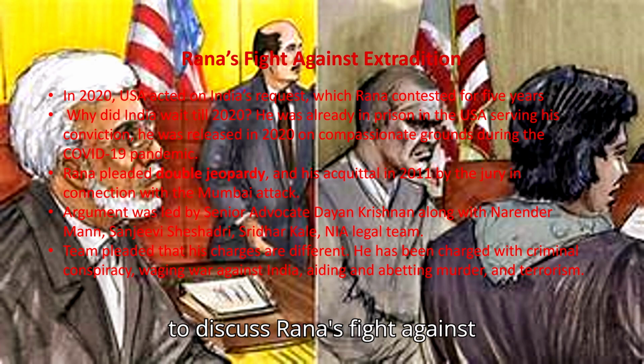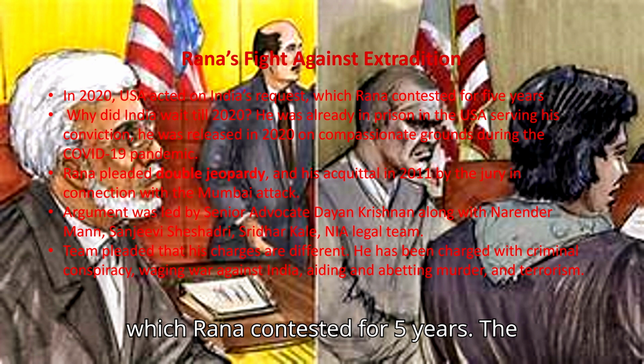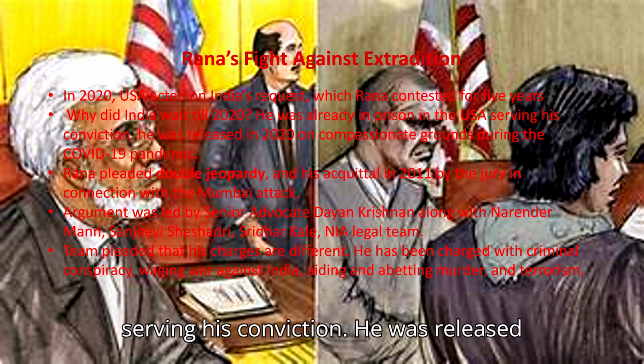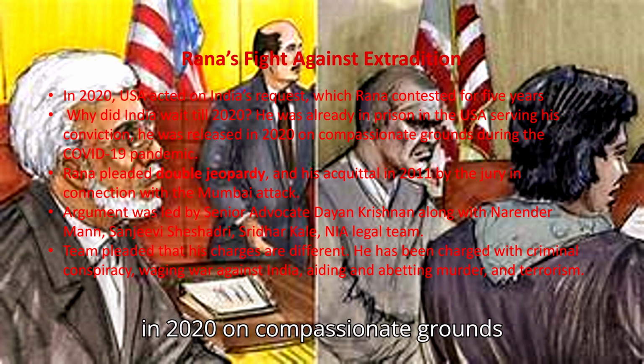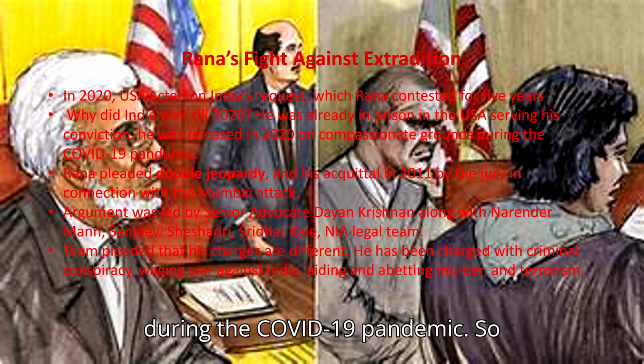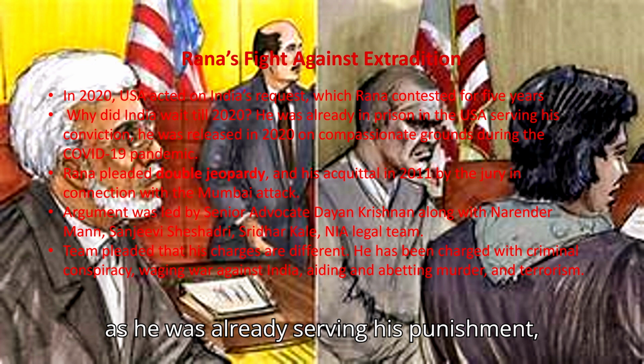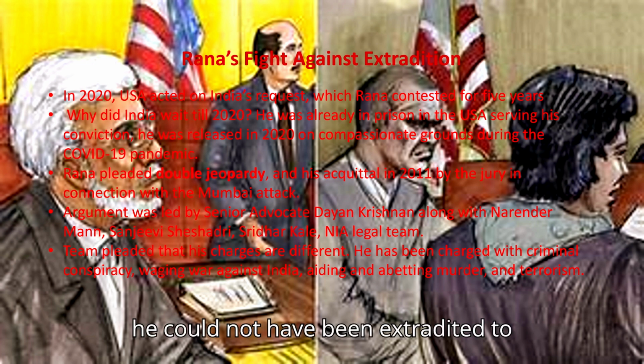Now we are going to discuss Rana's fight against extradition. In 2020, USA acted on India's request, which Rana contested for 5 years. The question arises, why did India wait till 2020? The answer is, he was already in prison in the USA serving his conviction. He was released in 2020 on compassionate grounds during the COVID-19 pandemic. So, as he was already serving his punishment, he could not have been extradited to India.